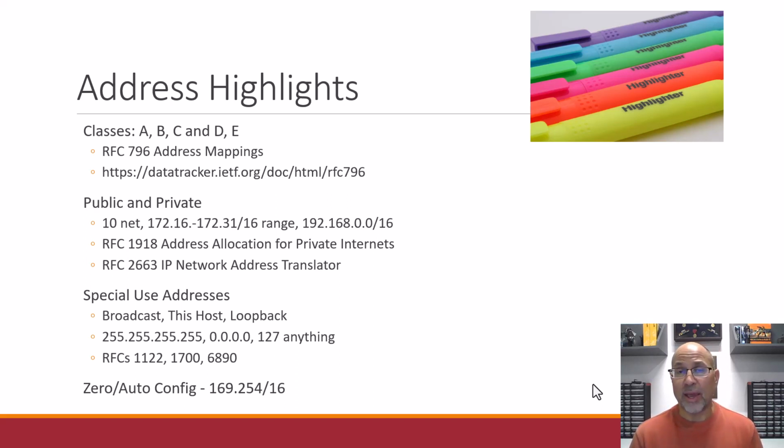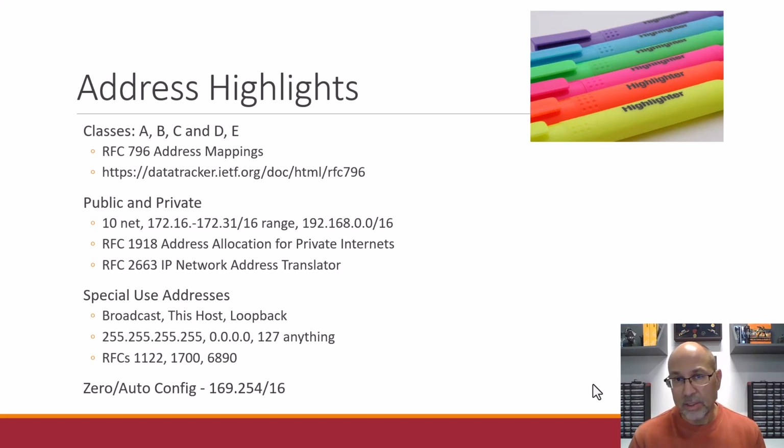And then, of course, we have private addresses. And the minute we're talking about private addresses, like the 10 net, the 172, the 192.168, we need another RFC. So RFC 1918. So sometimes you'll hear private addresses referred to as 1918 addresses. And along with that, we get something called an IP network address translator, or a translator, and that's in yet another RFC.